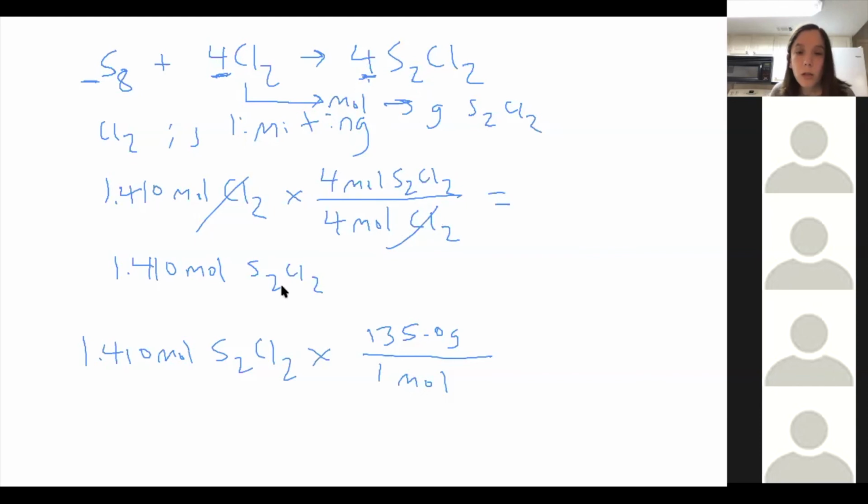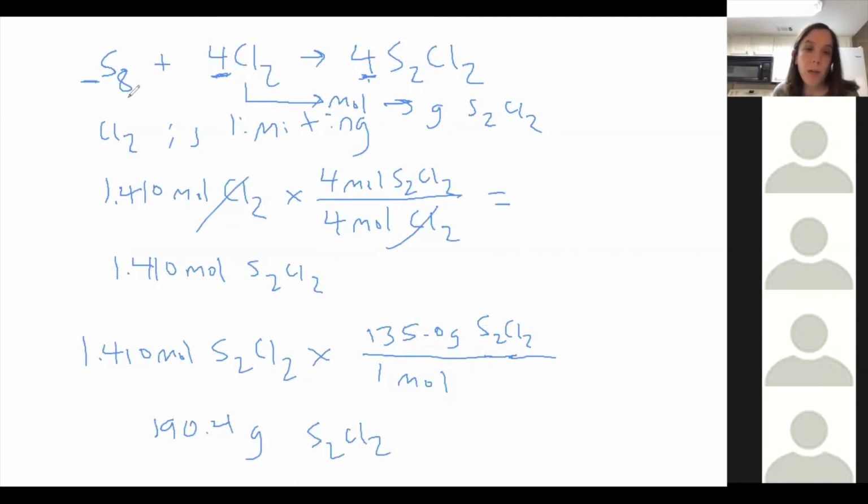Okay. So at this step, after we converted from moles of Cl2 to moles of S2Cl2, we can now go from moles to grams. We know that there's 135 grams for every 1 mole of S2Cl2. So we multiply that, and that gives us 190.4 grams of S2Cl2. So that would be how much of the product we're going to get.